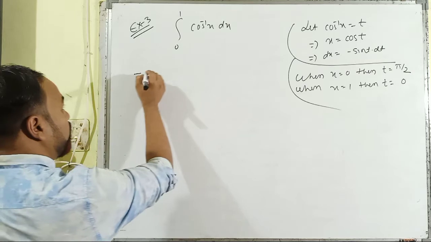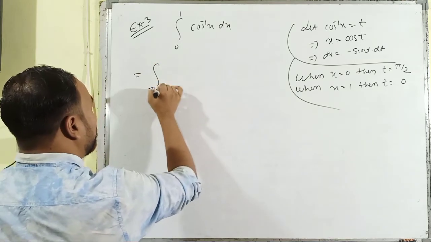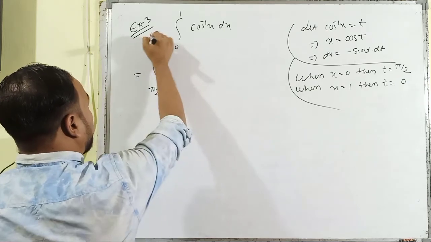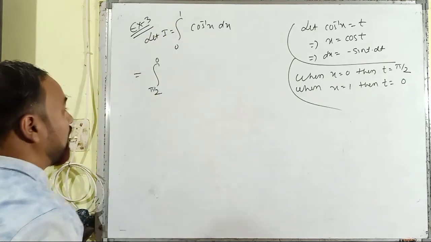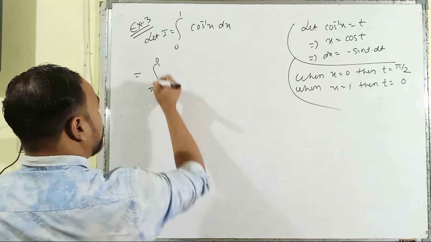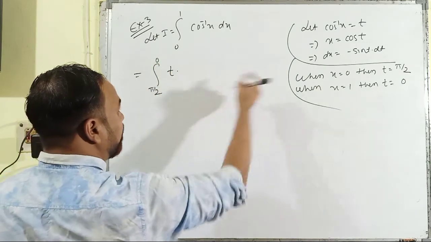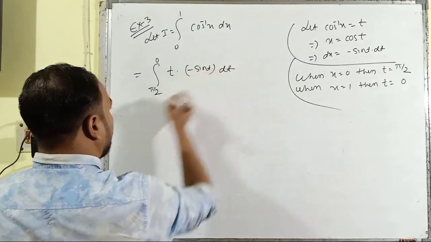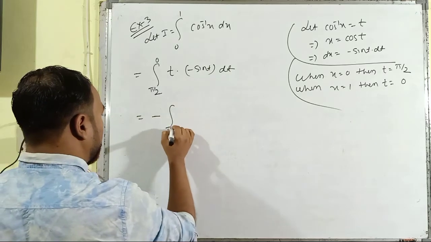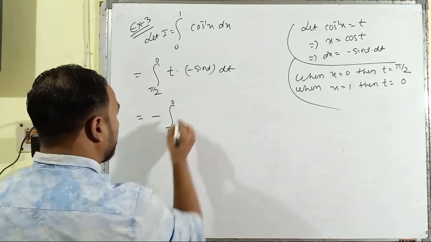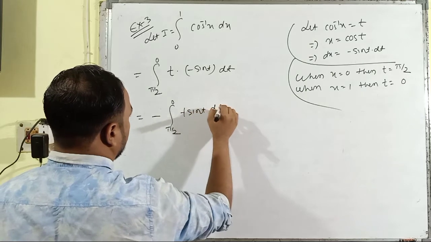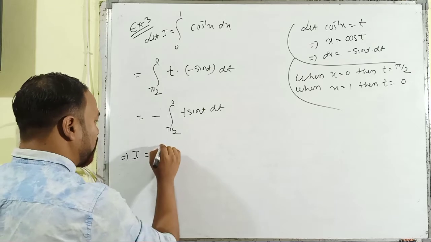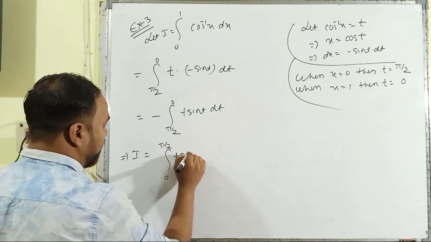Then we have to put these values here. It is from pi by 2 to 0, and in place of cos inverse x, let us consider this integral as I. From pi by 2 to 0, it is t. In place of dx, we can write minus sin t dt. Then it is minus the integral from pi by 2 to 0 of t sin t dt. Then I will become the integral from 0 to pi by 2 of t sin t.